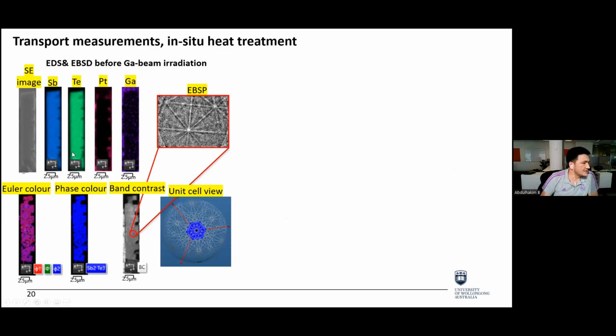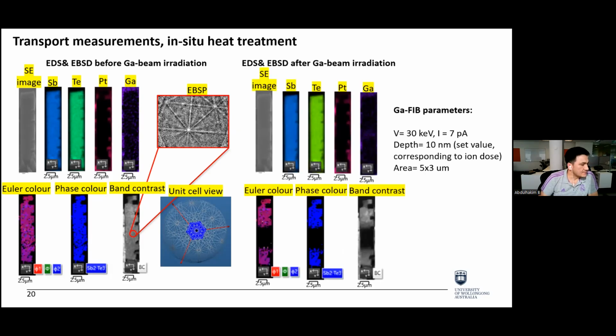Initially, when the device is fabricated using the method I described, even after the device is fabricated, we could still clearly see strong Kikuchi patterns coming from the surface, which tells us it is crystalline. It's not been amorphized, and this unit cell view also tells us it's along the C-axis.